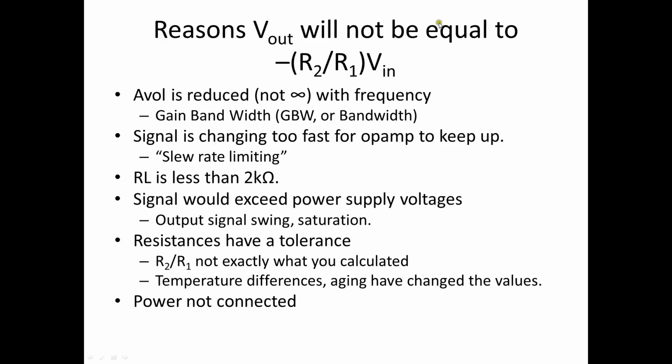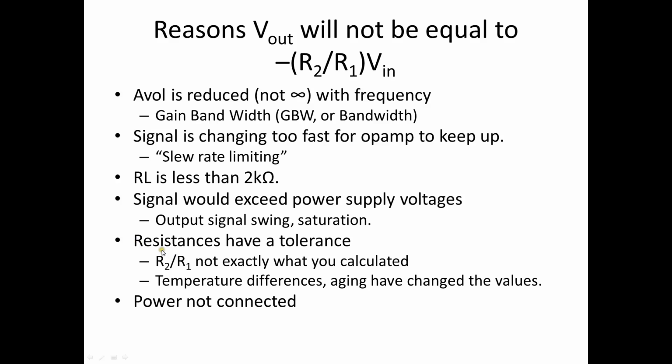Now, there are some other reasons why Vout will not be equal to R2 divided by R1 times Vin for the inverting op amp. One is that the open loop gain is reduced, meaning it's not infinity with frequency. This is called the gain bandwidth, or bandwidth if you're looking on the data sheet. AVOL at DC might be very close to infinity, but it reduces as you go to a 1 kilohertz signal, 10 kilohertz, 1 megahertz, 300 megahertz. It keeps going down. Sometimes the output of the op amp is trying to go faster than the op amp can deliver. Op amps cannot deliver an infinite amount of current, and so that can somewhat limit how fast the op amp can change. Just as a refresher, if you have a signal that will exceed your power supply voltages, you won't get minus R2 over R1.